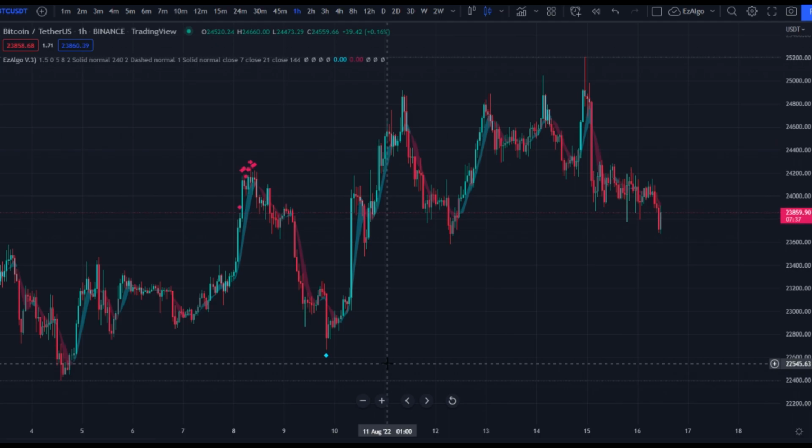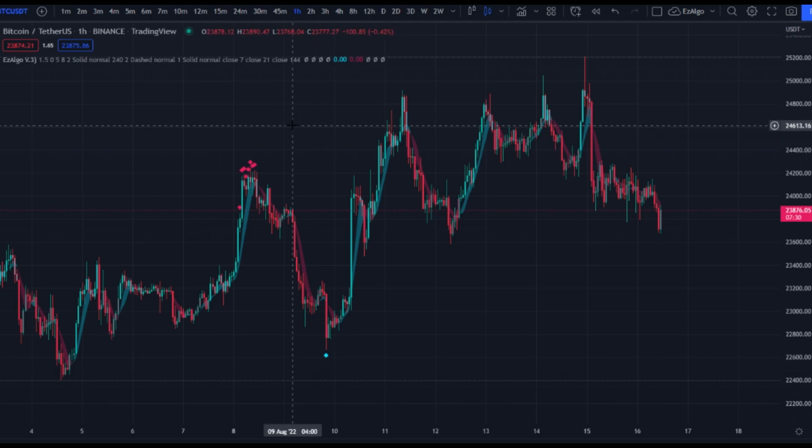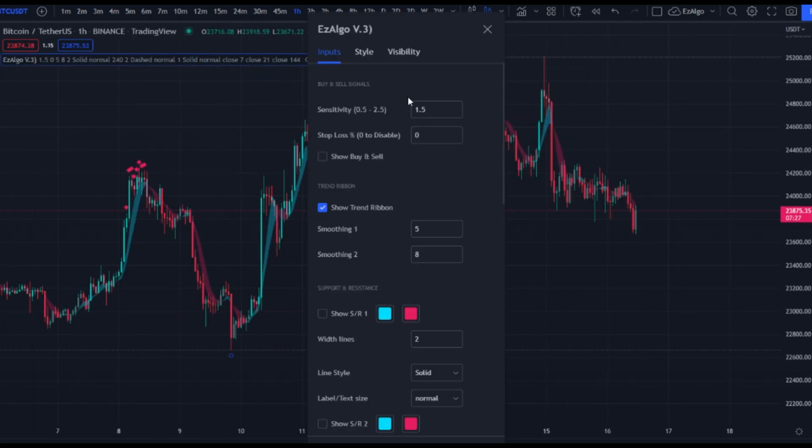Obviously, you don't need Vumanchu Cipher B, but I like to have it for the divergences, and you'll see in just 1 second why. So you're going to come to the 1 hour time frame, and in EzAlgo, you're pretty much going to turn everything off. You're just going to turn everything off, okay?